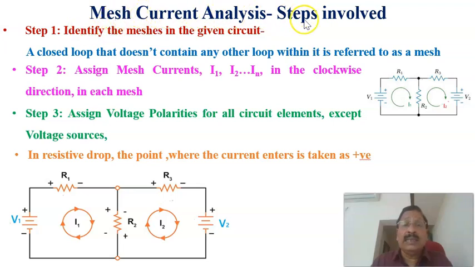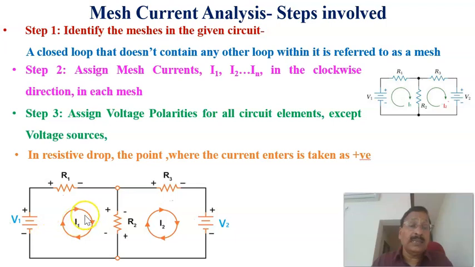Coming to the mesh current analysis, what are the different steps involved? First step is to identify the meshes in the given circuit. For example, this is an electric circuit in which there are two meshes, mesh 1 as well as mesh 2. To identify the meshes, a closed loop that does not contain any other loop within it is referred to as a mesh. Therefore, this is mesh 1 and this is another mesh 2.